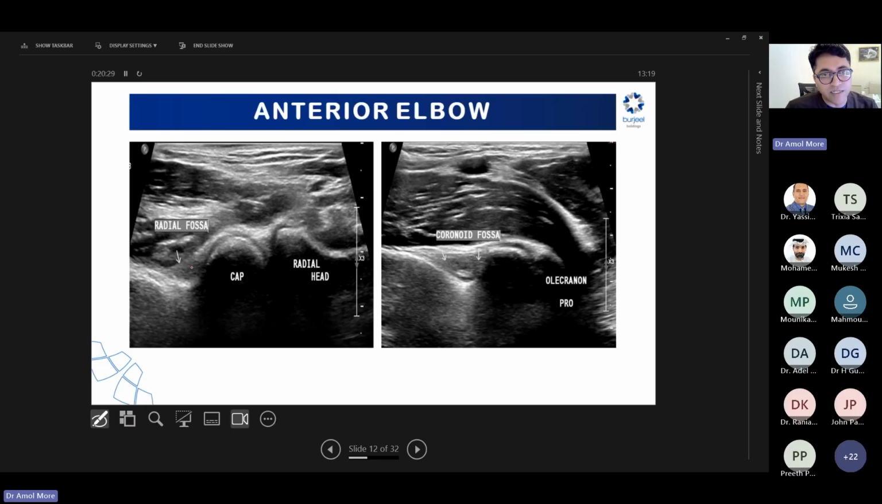in which your joint effusion fluid will be collecting. Once we change our probe position from the lateral aspect towards the medial aspect, you will see the trochlear outline. You will see the coronoid process of the ulna. And just above the trochlear outline, there will be again one potential dip, which will be your coronoid fossa. This coronoid fossa, as we have seen for the radial fossa, is a fat pad containing fossa, and it is a potential space for your joint effusion.